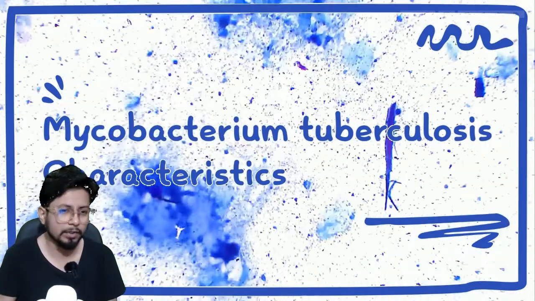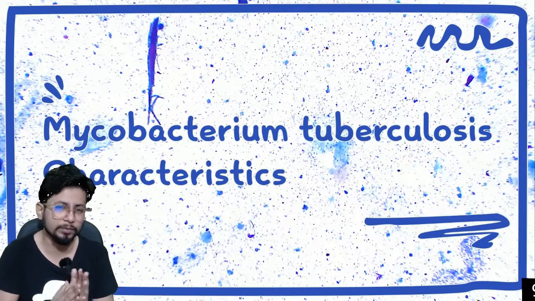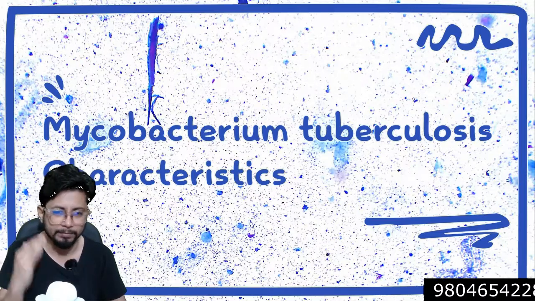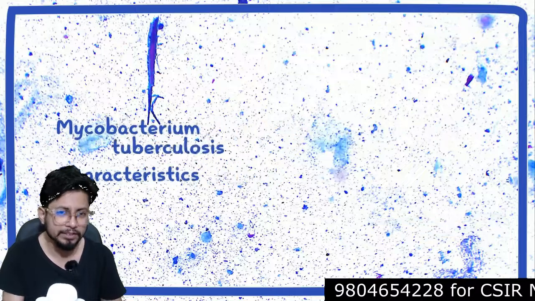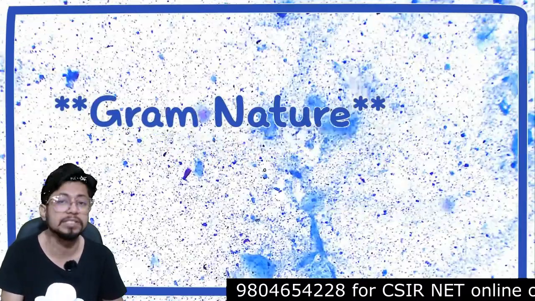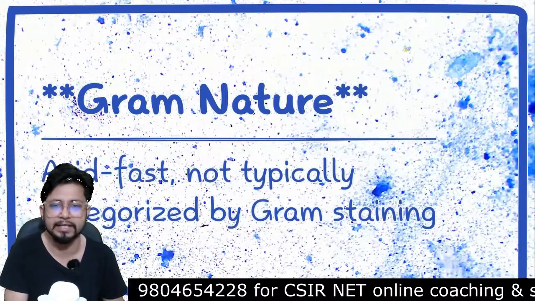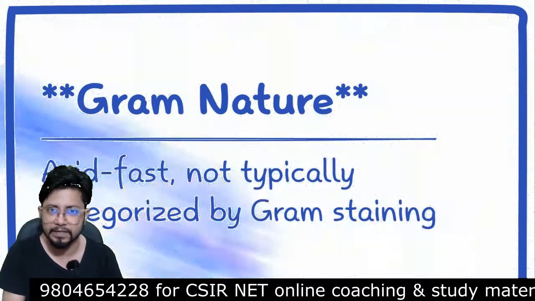In this video, we are going to talk about Mycobacterium tuberculosis characteristics, details regarding the Mycobacterium tuberculosis bacteria. This video will help you for your MBBS first year and any other bacteriology examination. Starting with the features, we'll start with the gram nature of Mycobacterium tuberculosis. The gram nature is acid fast, not typically categorized by gram staining, but instead we categorize it based on acid fast staining.